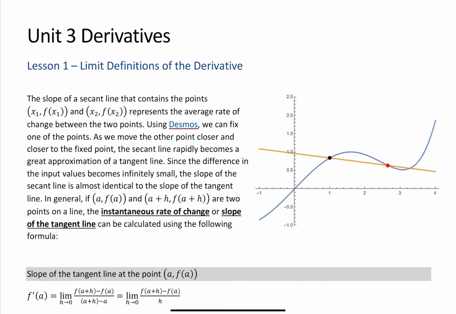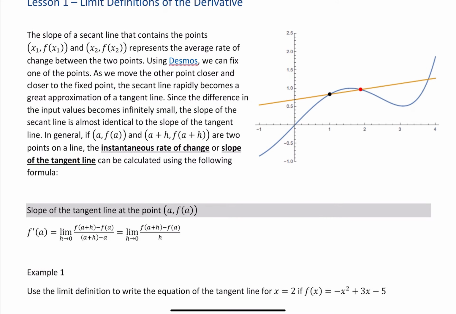So remember the secant line, the slope of that line represents the average rate of change between 2 points. And as that red dot gets closer and closer to the black dot, the slope of that secant line when the dot turns green is going to be the slope of the tangent line. The instantaneous rate of change is the slope of the tangent line. In calculus, we call this the derivative of a function evaluated at a point.